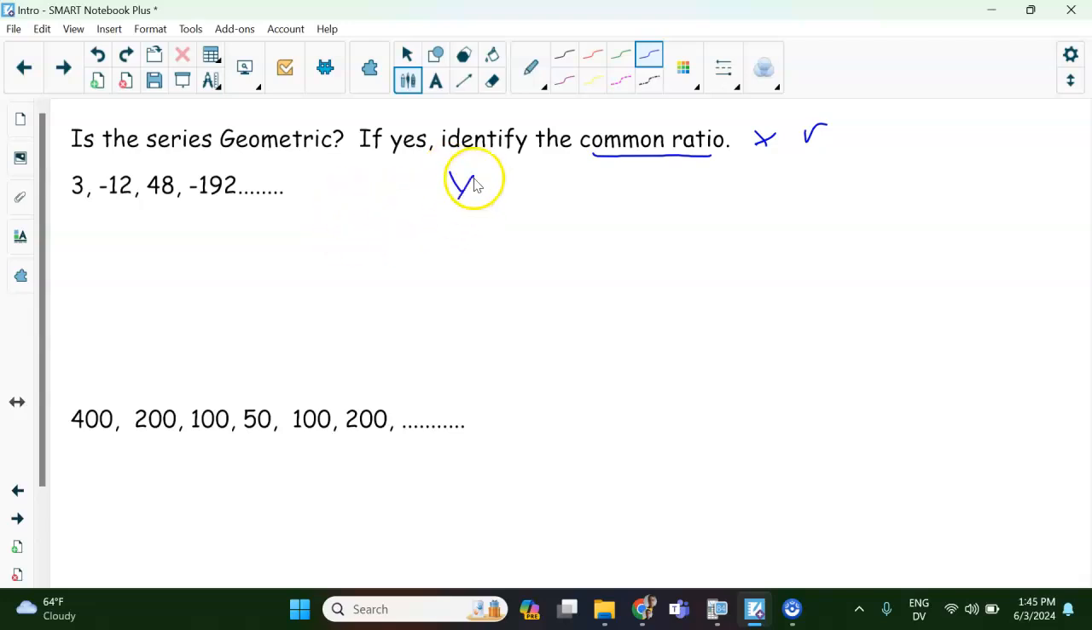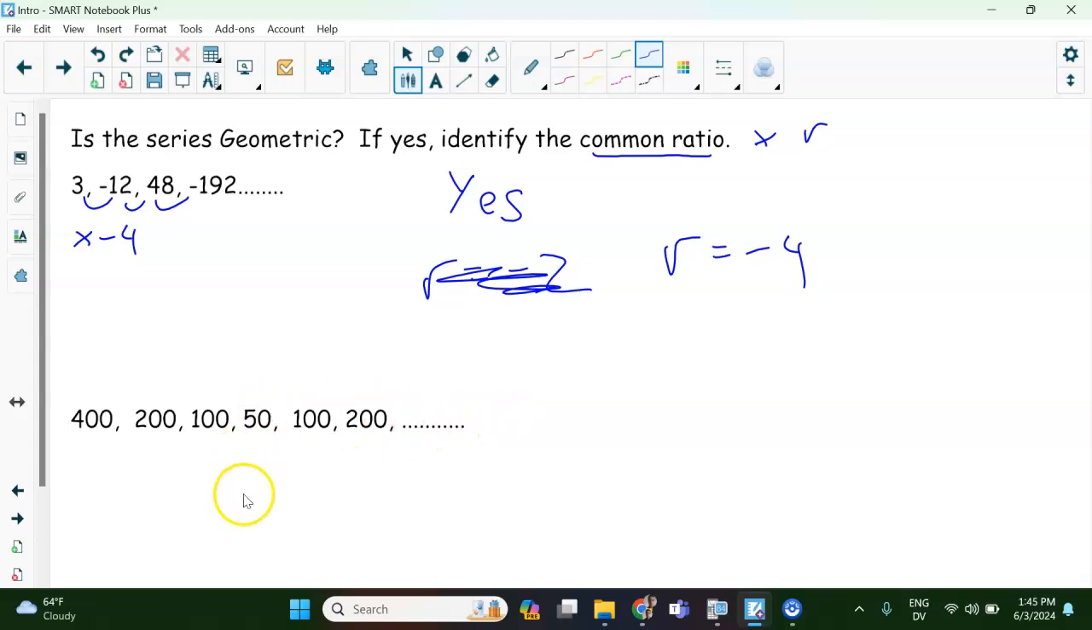Okay, so the first one is yes. And it's kind of like timesing by 4, except it's switching negative positive. So it just means we're timesing by negative 4. So R is negative 4. Okay, second one is not geometric. It looks like it is. It's kind of dividing by 2, but then it switches to timesing by 2, so that one does not qualify as geometric.